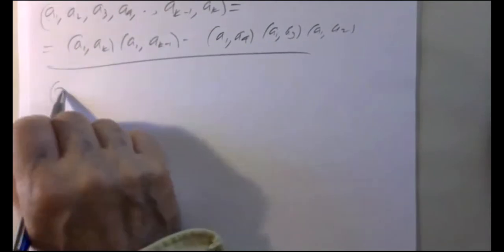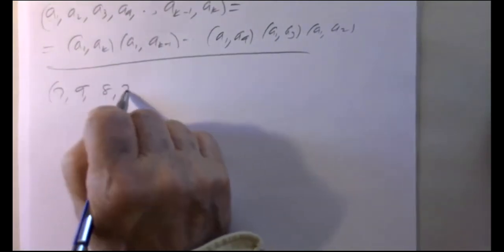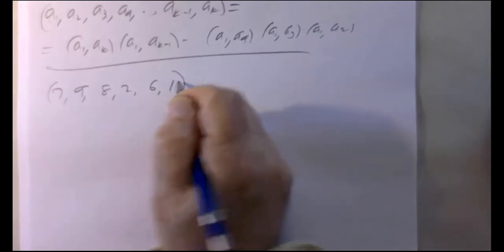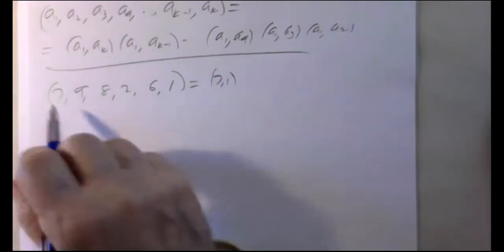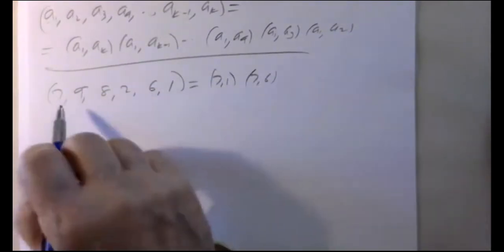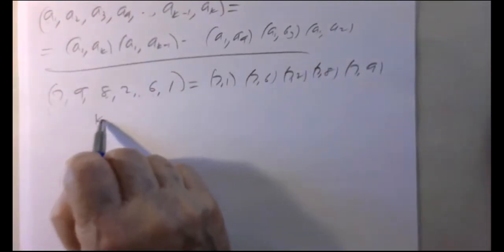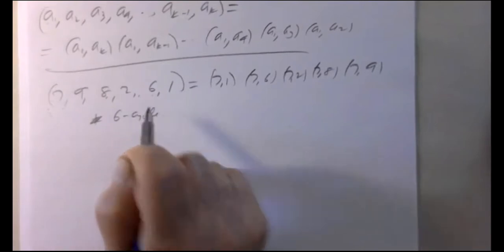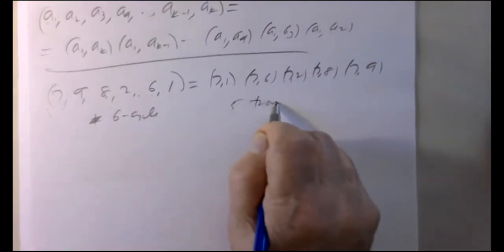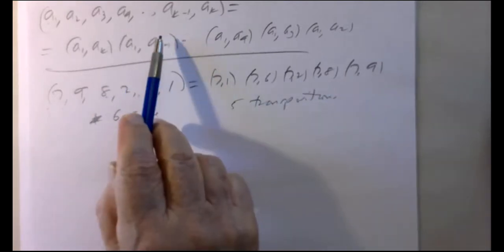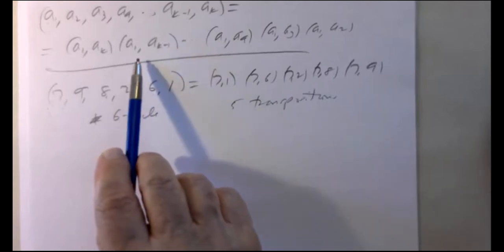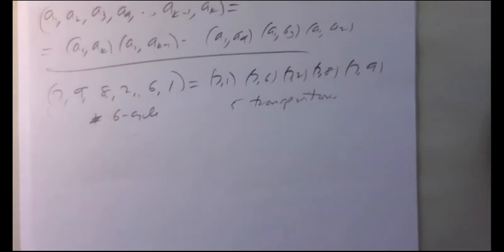So if you have the permutation (7 9 8 2 6 1), this is (7 1)(7 6)(7 2)(7 8)(7 9). Here we have a 6-cycle, and here we have 5 transpositions. Every k-cycle can be written in at least one way as a product of k minus 1 transpositions.